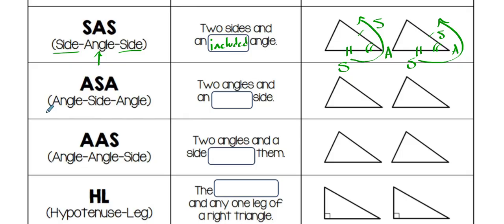ASA is angle, side, angle. Same idea. We have an angle, another angle, and the side that's sandwiched in between them. So 2 angles and an included side. Doesn't matter which 2 angles. I'm going to pick this one and this one. So if those two angles are congruent and their included side that's sandwiched in between them, those are also congruent, then we have congruent triangles. Again, it's just imagining going around the triangle using this acronym: angle, side, angle. And you can see the order really doesn't matter. If you started at this one, you could still say angle, side, angle.